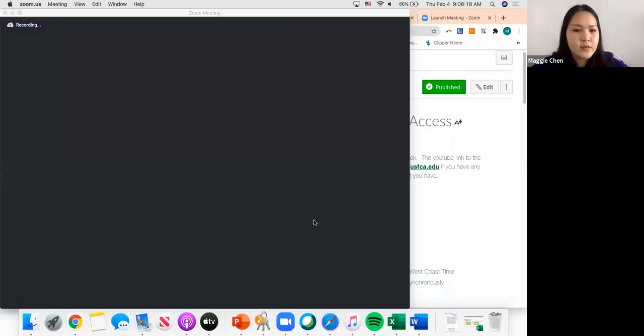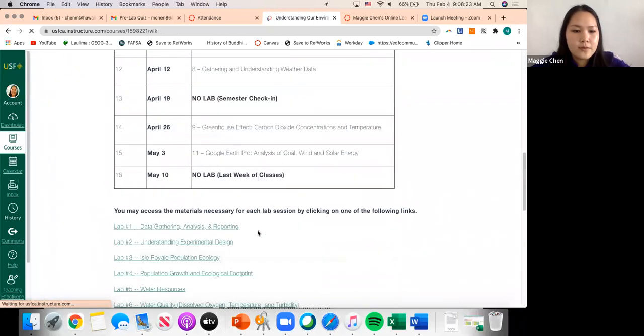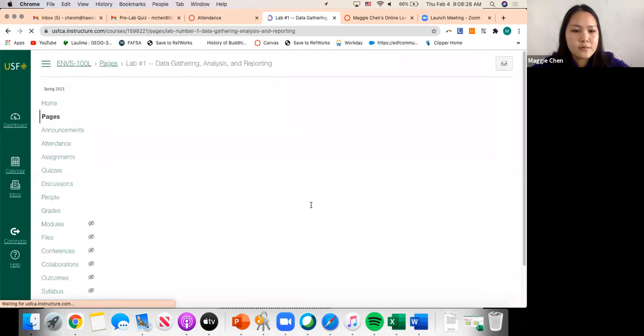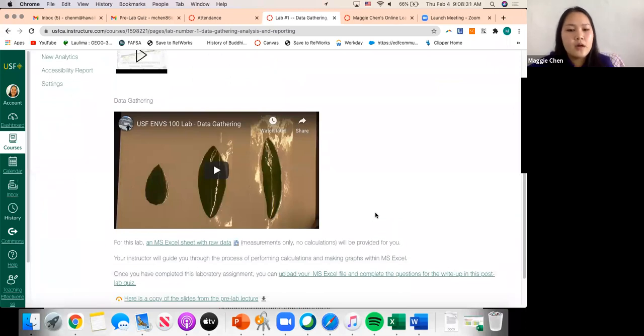how to use rulers and calipers when we're measuring different leaf samples. So let me just share my screen again. Okay, so if we're going back under pages, at the bottom for lab 1, this is a short, around 9-10 minute video about how to use a ruler and a caliper to measure leaf samples, the length and width.